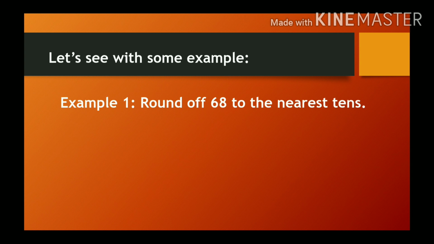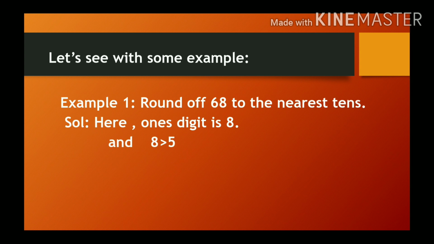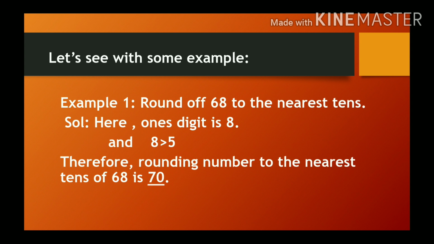Example 1. Round off 68 to the nearest tens. Solution. Here the ones digit is 8 and we know that 8 is greater than 5. Therefore, rounding 68 to the nearest tens gives 70. As we have seen in the working rule, if the ones digit is 5 or greater than 5, we round off the number to the greater number of the nearest tens.